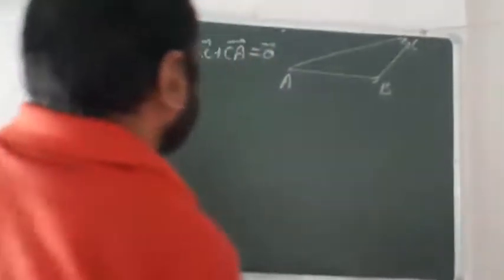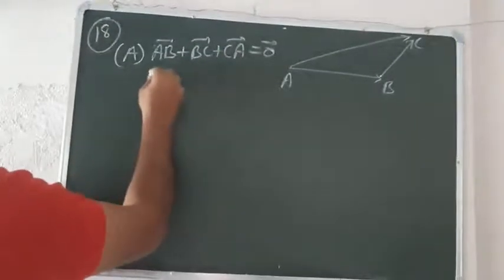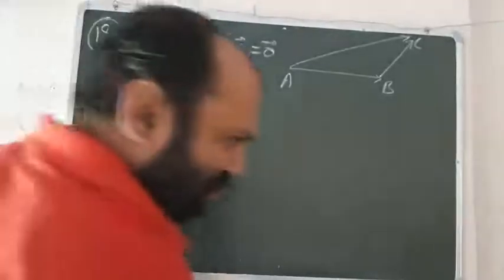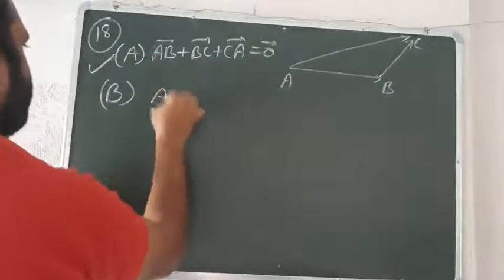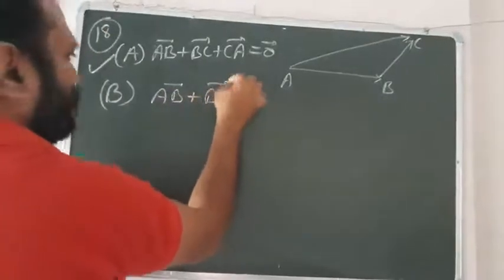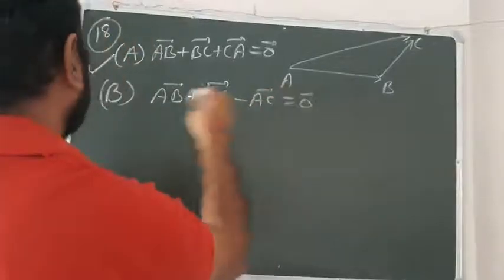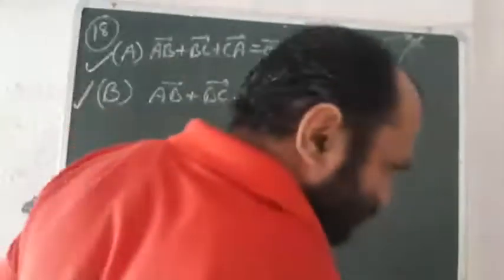Look, AB vector plus BC vector is equal to AC vector. Yes, this is right, beta. This is the triangle of vector addition. So this is the right one. Second, AB vector plus BC vector minus AC vector. They are the same thing, beta ji. So this is also right.